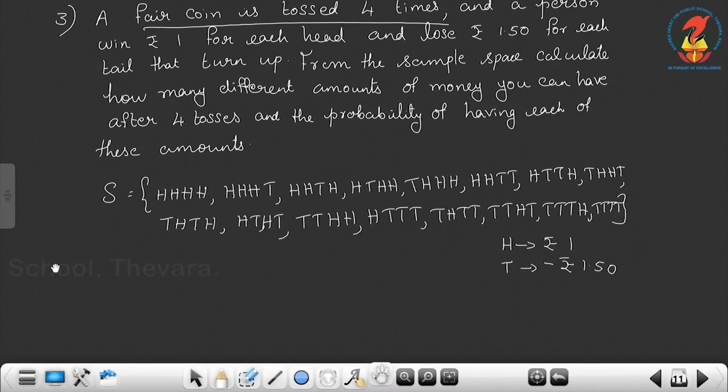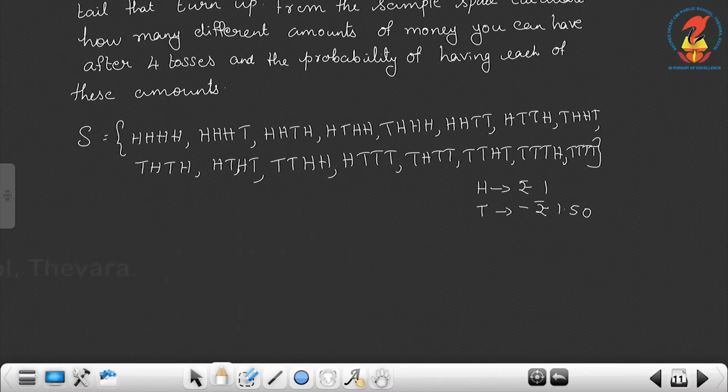So for 4H, the first outcome is 4H. For this 4H, how much money do we get? For each head, rupees 1. So for 4H, rupees 4 we get. Okay. Now look at the cases.